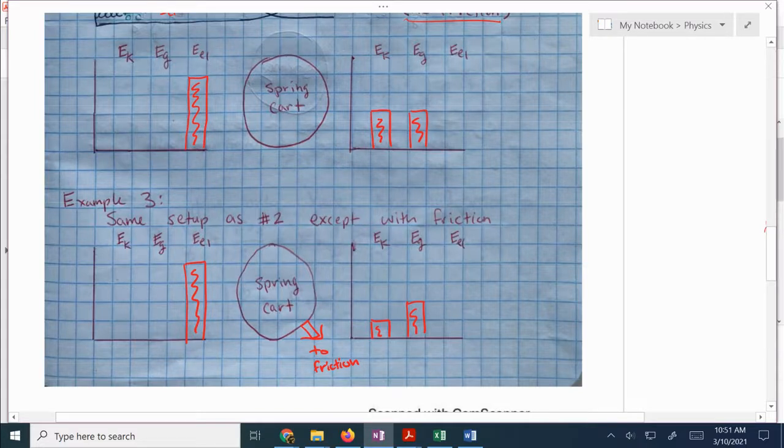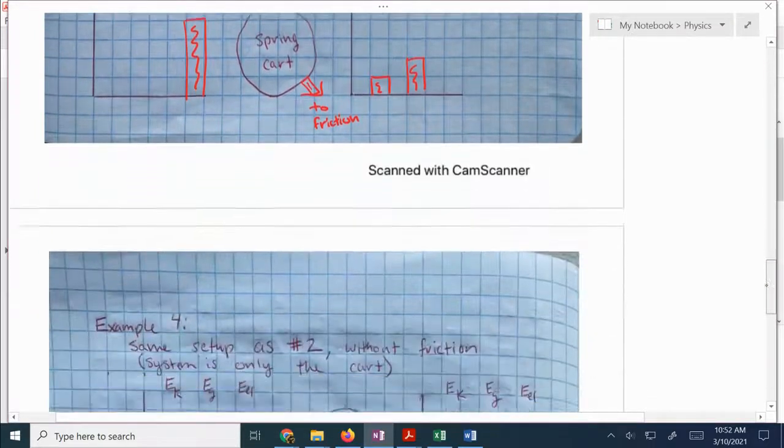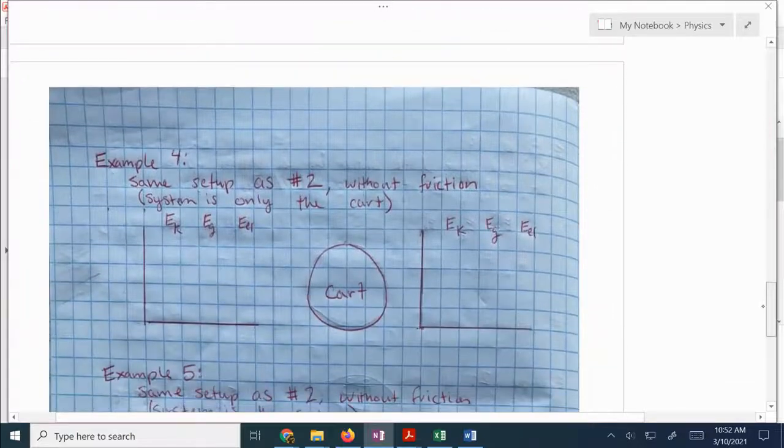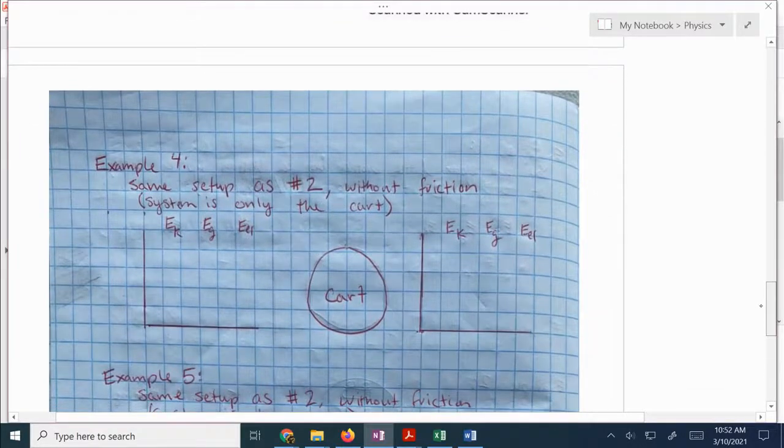So that one that I've lost right here, to friction, that's going to come out of the kinetic energy because ultimately the cart's going to be going slower at the top than it was when there was no friction. So there we go. Number 4, same setup as number 2 without friction.